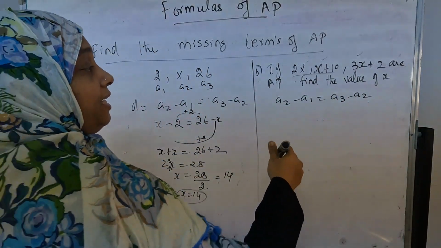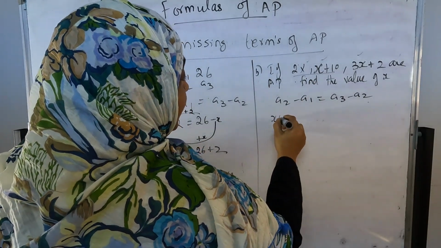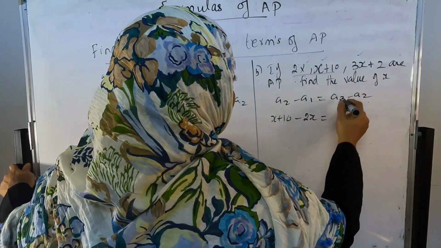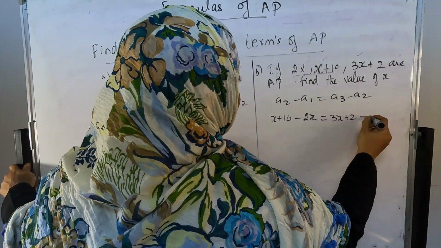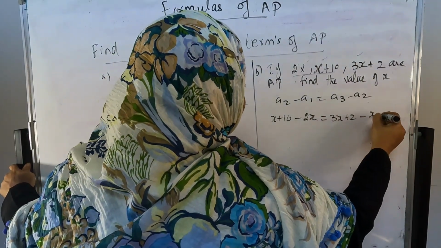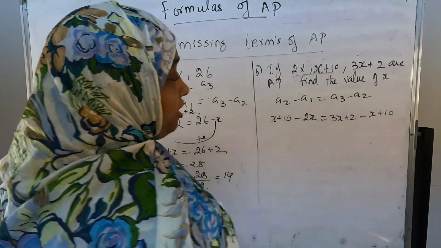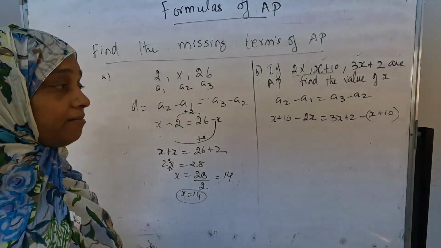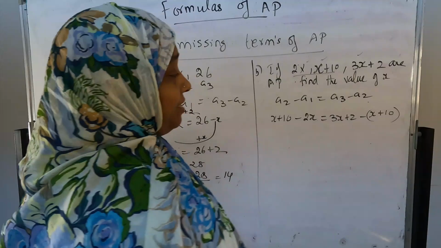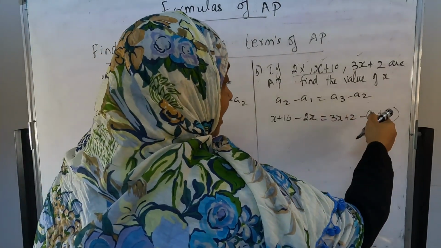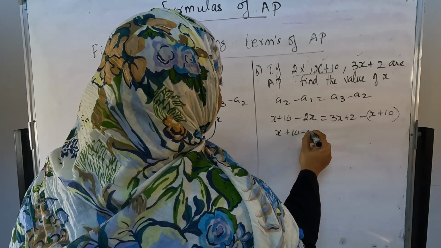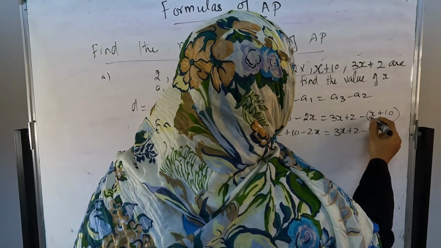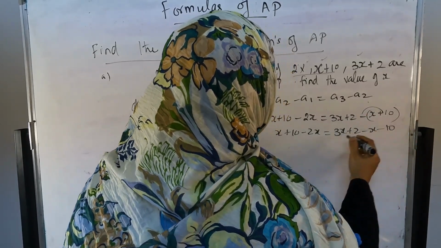So take the D. A2 minus A1 is x plus 10 minus 2x, and A3 is what? A3 is 3x plus 2 minus A2, which is x plus 10. Here see, if you write it like this, it is wrong. Keep it in brackets, because 2 terms are there. So put it in brackets. Then x plus 10 minus 2x. So 3x plus 2, this minus you distribute inside, minus plus is minus 10.